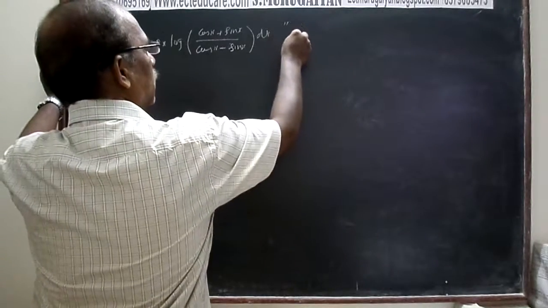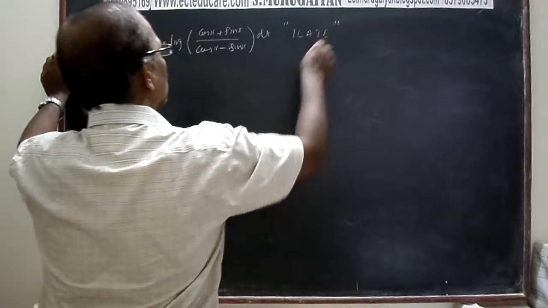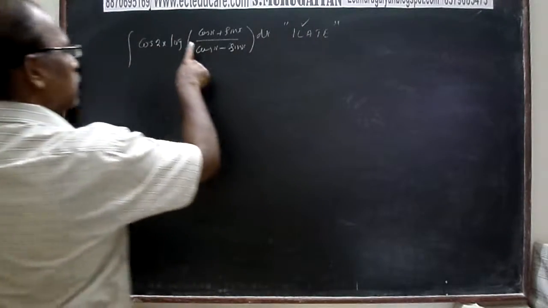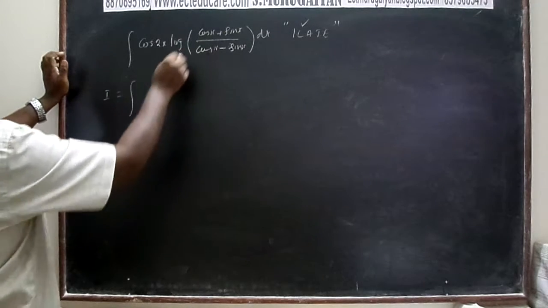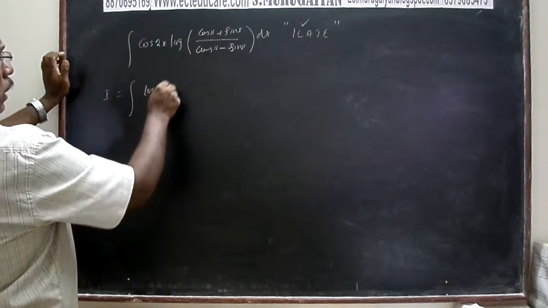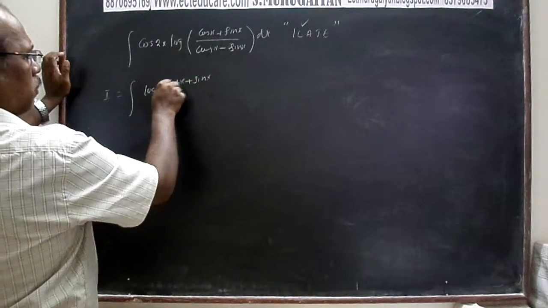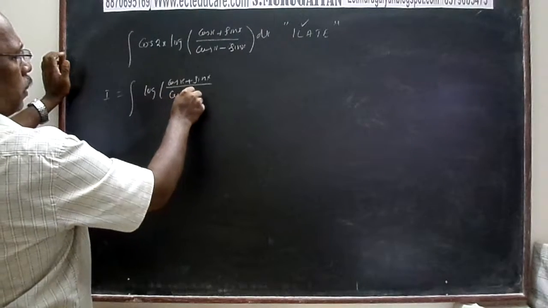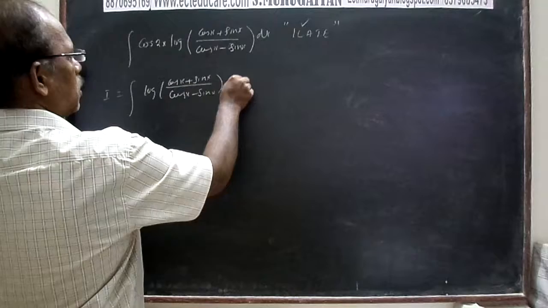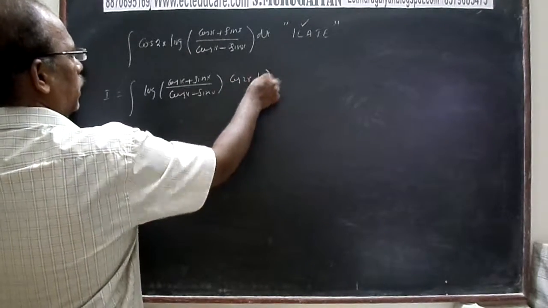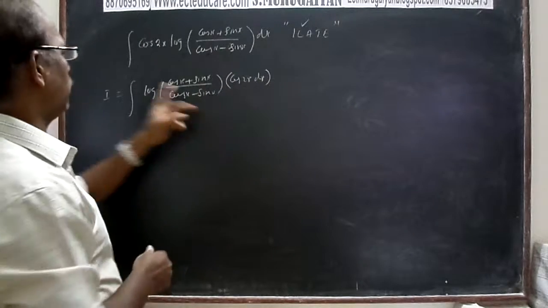So from the keyword ILATE, log comes first. So this is the first function. Then I equals integral of the first function, log of (cos x plus sin x) divided by (cos x minus sin x), then cos 2x dx, we can take as one group. Now we write this as u and the whole thing as dv.